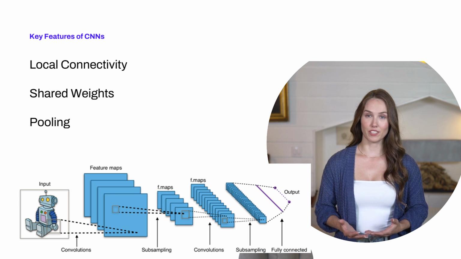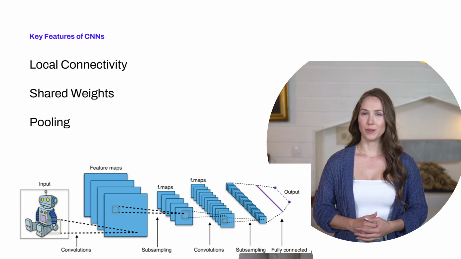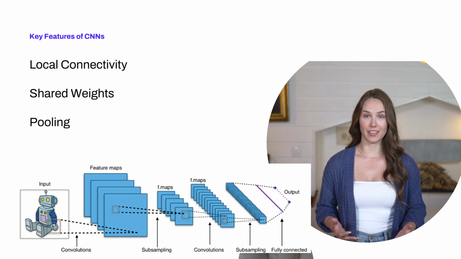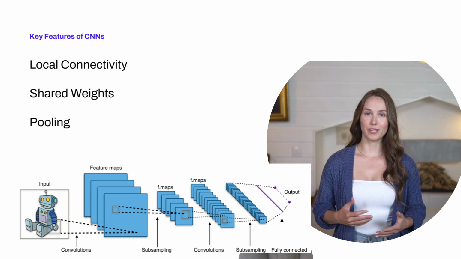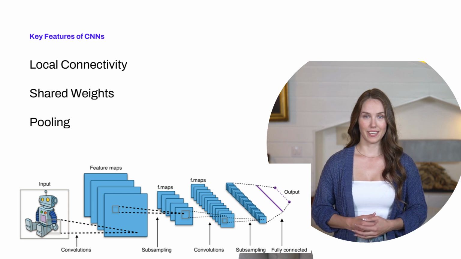Neurons in a convolutional layer are only connected to a small region of the input, known as the receptive field. This allows the network to learn local patterns in the data. Shared weights. The same filter is used across the entire image, which reduces the number of parameters and makes the network translation invariant, i.e., it can recognize features regardless of their location in the image.